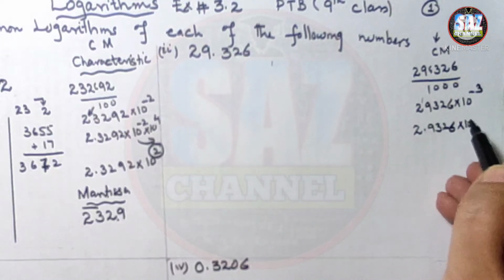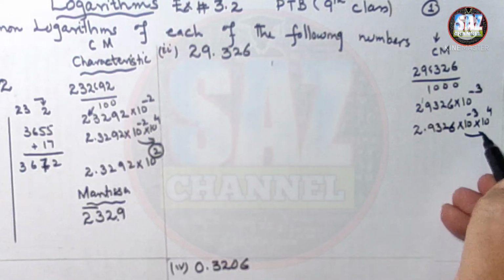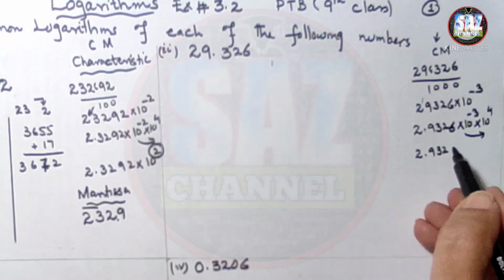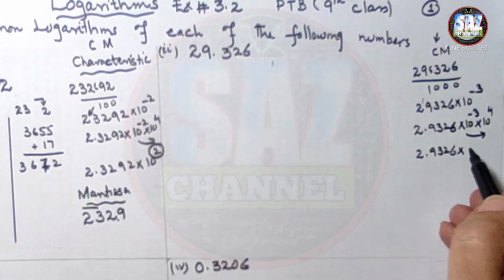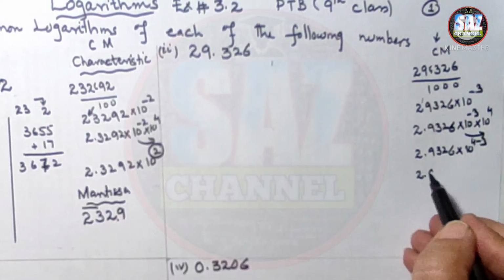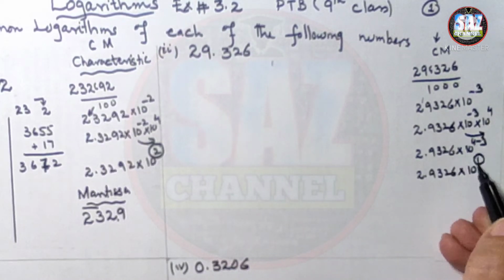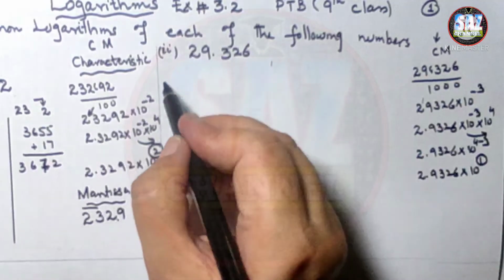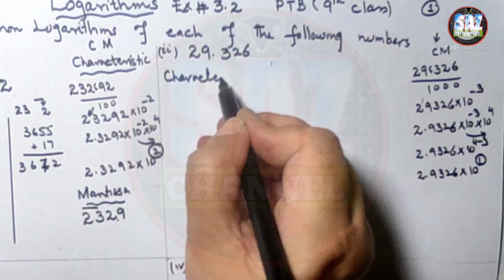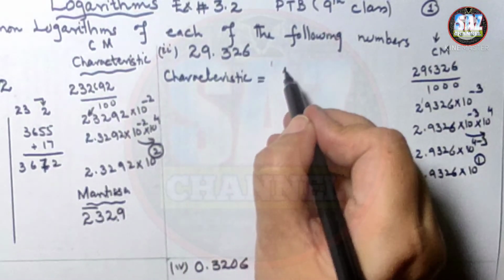So for 4 moves, 2.9326 multiplied by 10 raised to power minus 3 multiplied by 10 raised to power 4, here bases are same, so it will become 2.9326 multiplied by 10 raised to power 4 minus 3, or 2.9326 multiplied by 10 raised to power 1. So the characteristic of this number will be equal to 1.